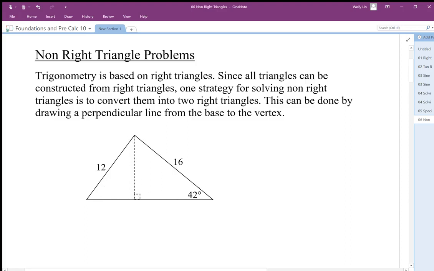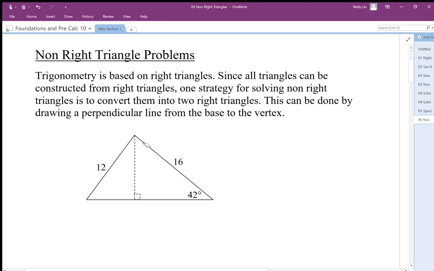So here we have this triangle. We have an angle, this side here, a side here, and we want to be able to determine all the lengths and angles of this triangle. Basically, three pieces of information of any triangle will allow us to determine the size and shape of the triangle.